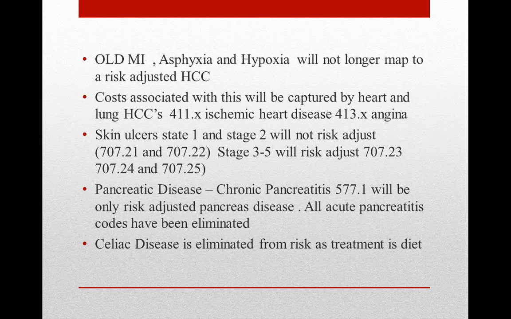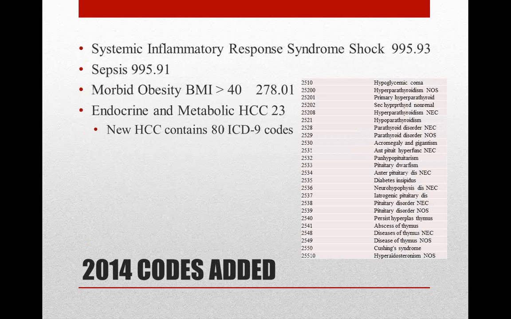Skin ulcers will not be coded. Stage 1 and 2, only stage 3 and 5 will be risk adjusted. Pancreatic disease, again, acute pancreatitis will not be risk adjusted. Chronic pancreatitis will. Celiac disease has been eliminated because most of the time it's treated with diet.